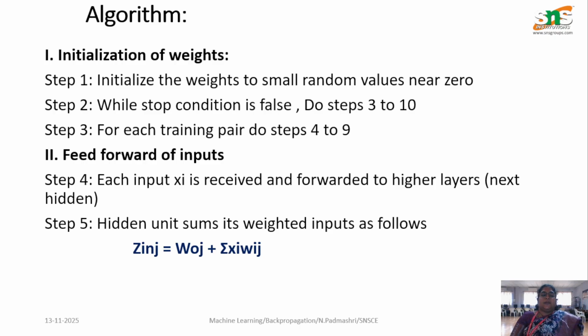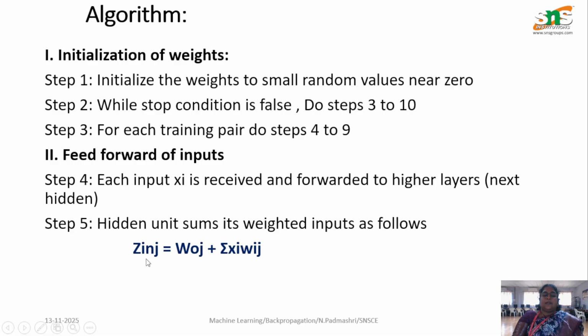Okay, so the steps here: initialization of weights will be the first step. Step 1, initialize the weights to small random values, and while the stopping condition is false, we need to repeat steps 3 to 10, and for each training pair, steps 4 to 9. Feed forward of inputs is the second step, and each input is termed as xi. This input is received and forwarded to the next layer, the hidden layer.